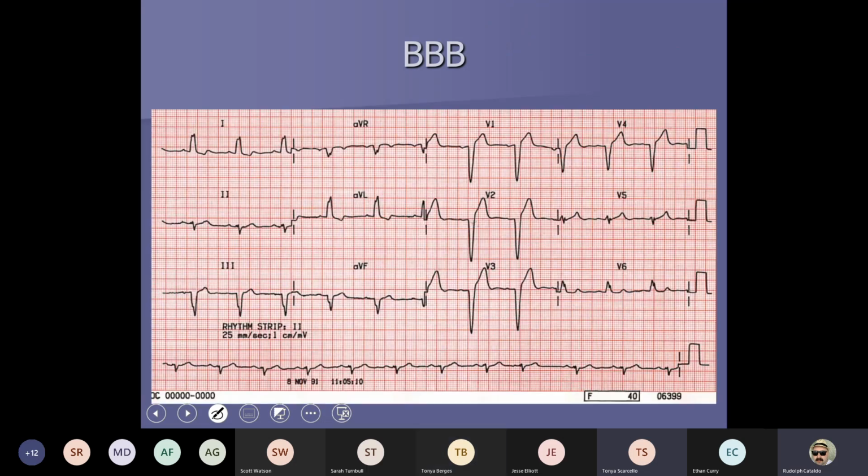Okay, so let's look at a different one. Look at V1. Its width is about 0.16, so it's wider than normal. I go over the hill. Which way do I have to turn at my QRS complex? Left. I have to turn left, so that's a left bundle branch block.